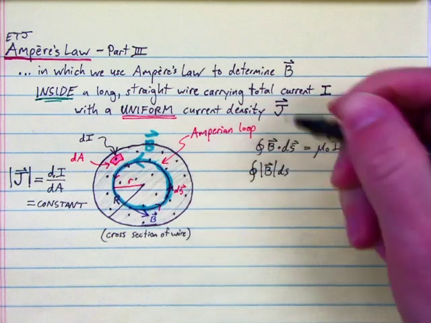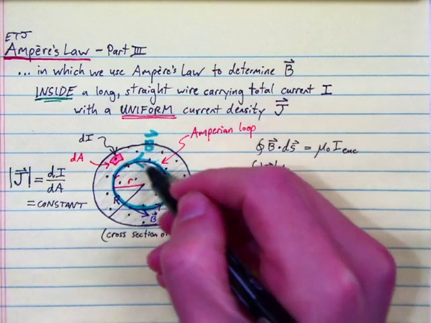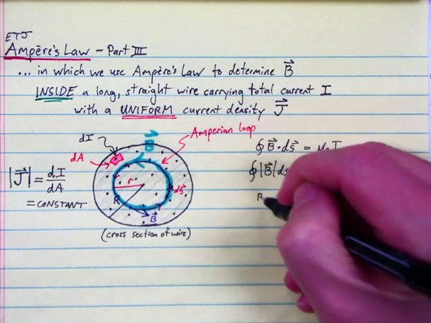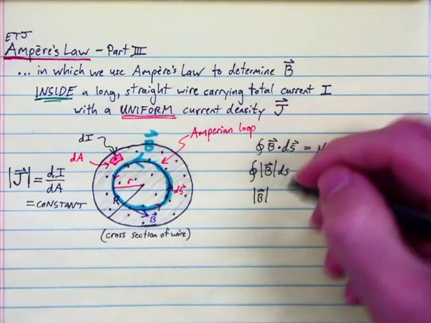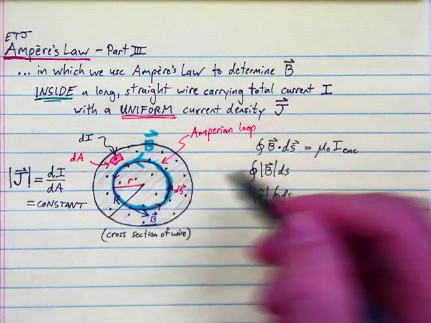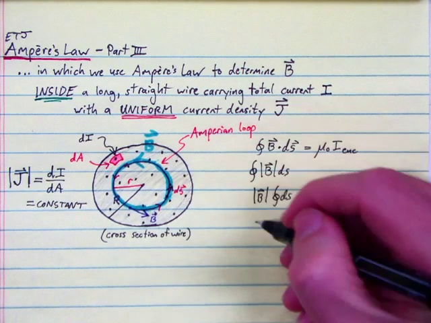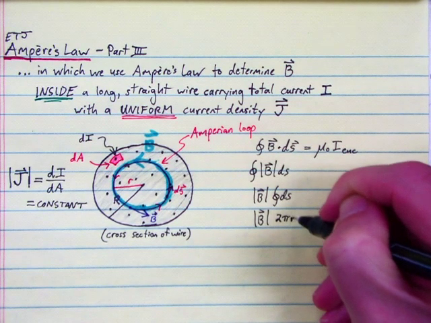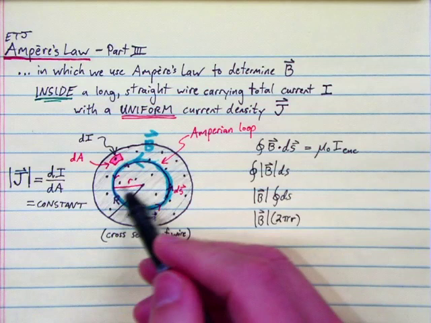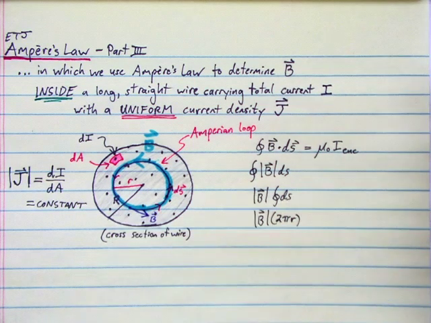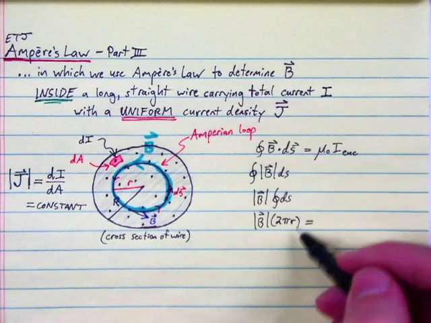I'll have to sum those up at all points around our wire here. By symmetry, B is a constant, so it comes out. And we just have to add up all the ds's all the way around that path. Once again, that'll be the circumference of that path. So B times 2 pi little r. Little r is the radius of that path, not big R, which is the radius of the wire as a whole. Okay, that handles the left-hand side.